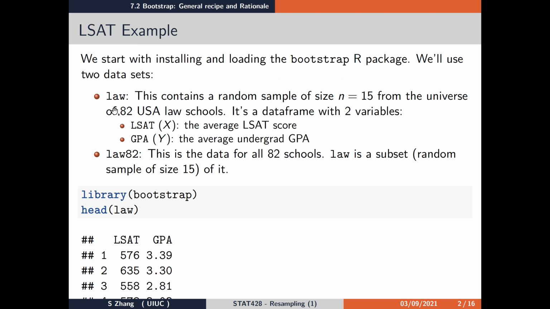So we mentioned that this law data set is a random sample, a subset of a universe of 82 USA law schools. That's all of the law schools. There's another data set containing all of the data on the 82 law schools in the US. It is called Law 82, and this is the data for all 82 schools, and Law is a random sample of size 15 from this Law 82 data set.